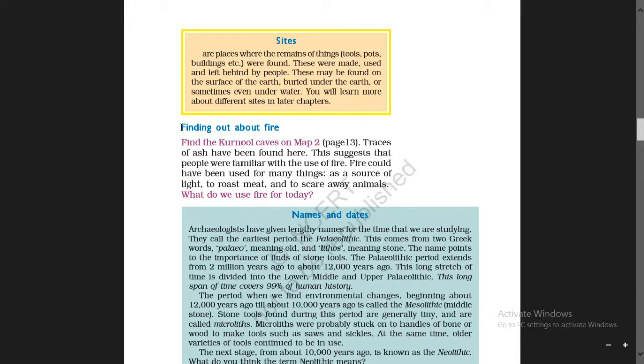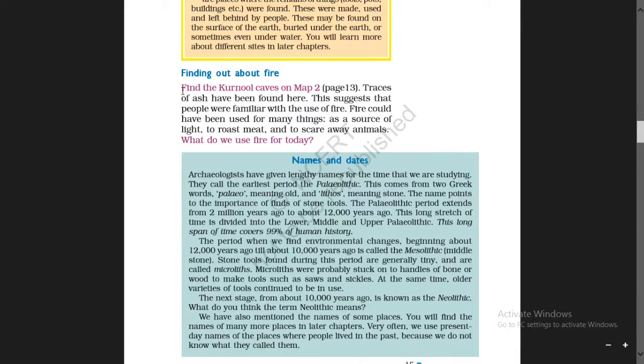So now let us see finding out about fire. Fire, which we use for burning purposes and for our different works, say to cook our food. Let us see how they found fire. Finding out about fire. Kurnool caves on Map 2, page number 13.